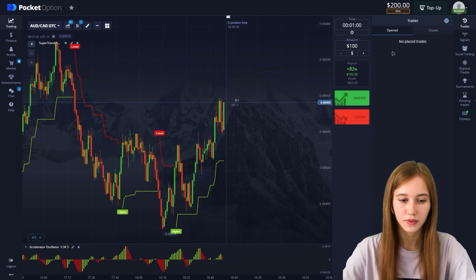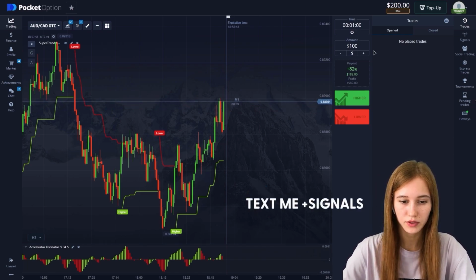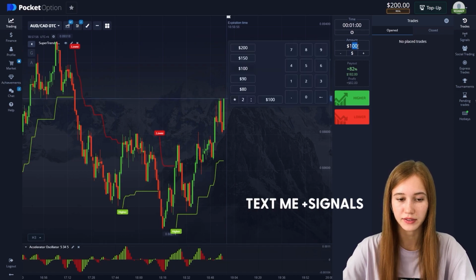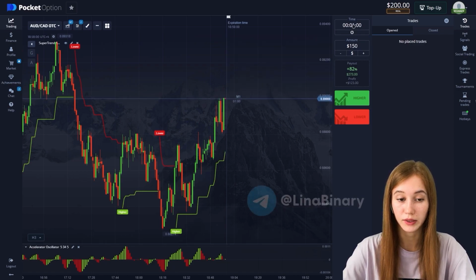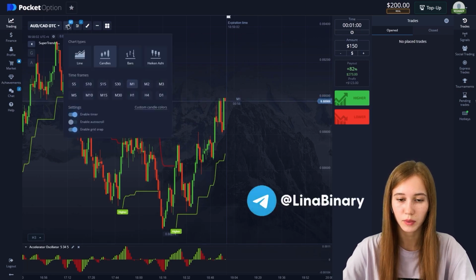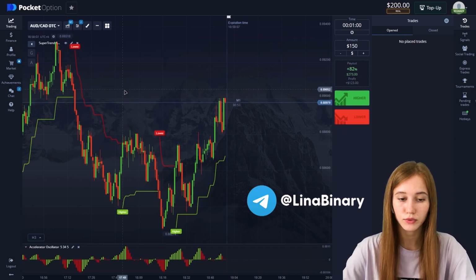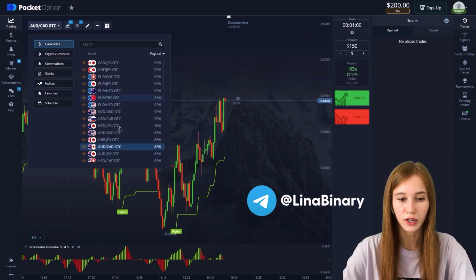Let's set up our trading space. Let's start with the fact that our trades today will be $150. So we'll have minute deals, time in minutes. Therefore, these settings include the minute time frame and candles.